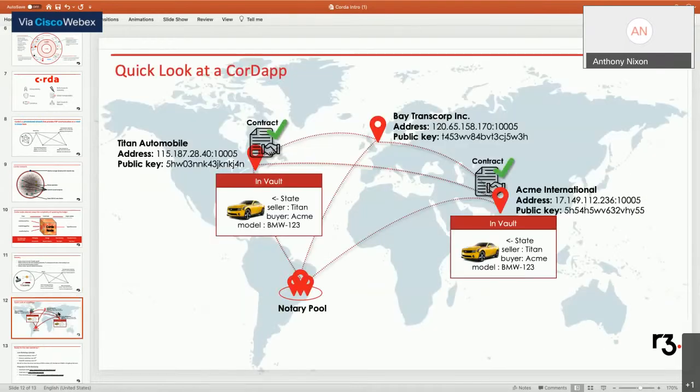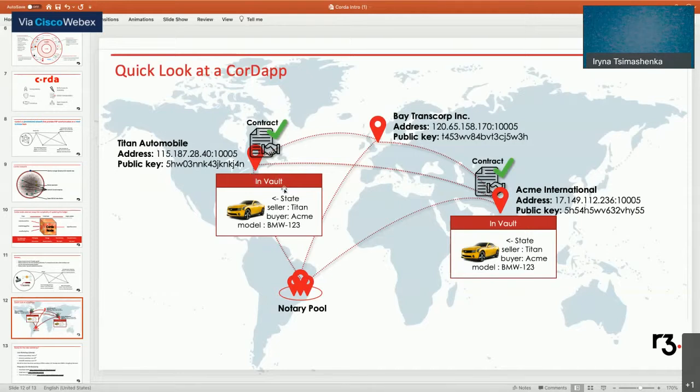Okay. A quick look at our CorDapp. So a CorDapp consists of states, which are represented here as cars. Our contract is used to enforce rules on how we can operate business. And the flow, which is our business logic.